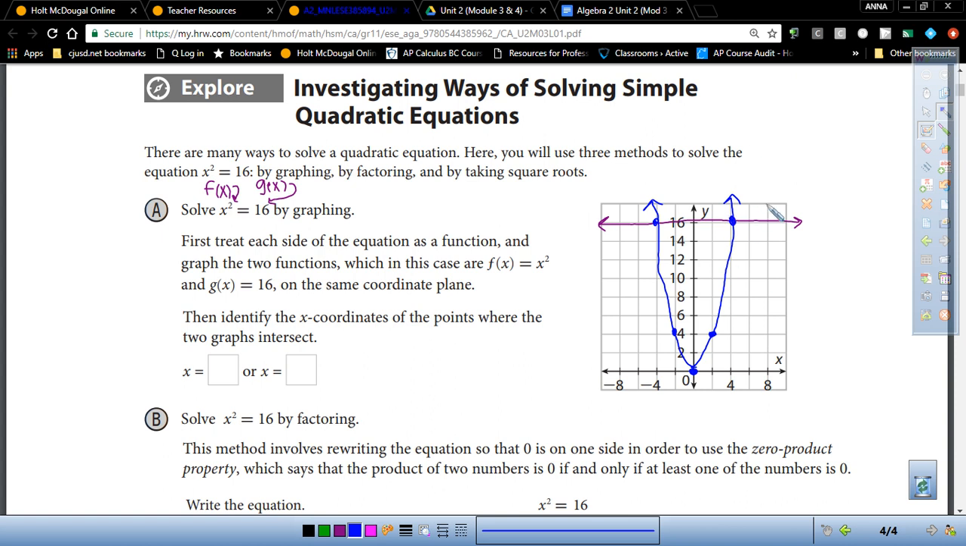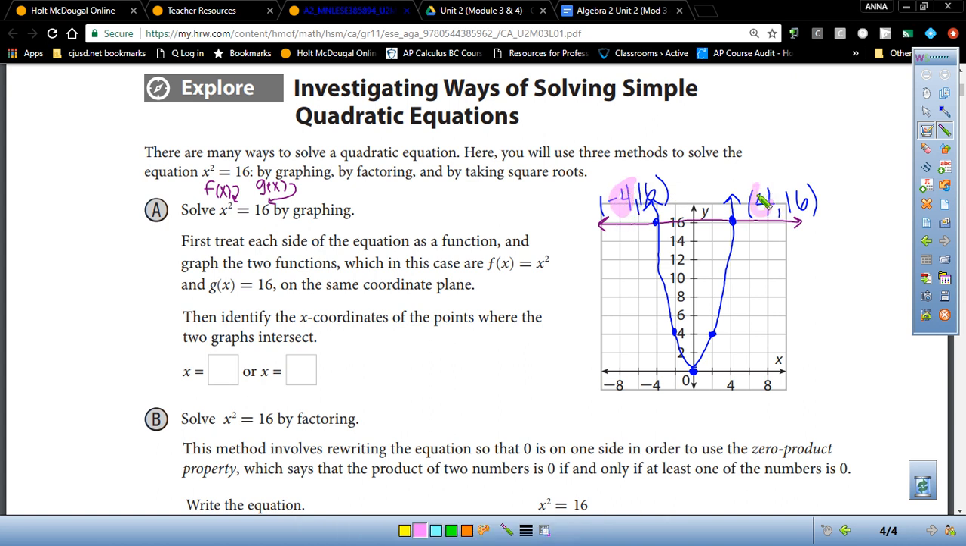And we ask ourselves, where do these intersect? So it intersects at the points 4, 16, and negative 4, 16. That means those x values are the solutions to my quadratic. So negative 4 and 4 are the solutions of where x squared equals 16. So that's what it looks like visually.